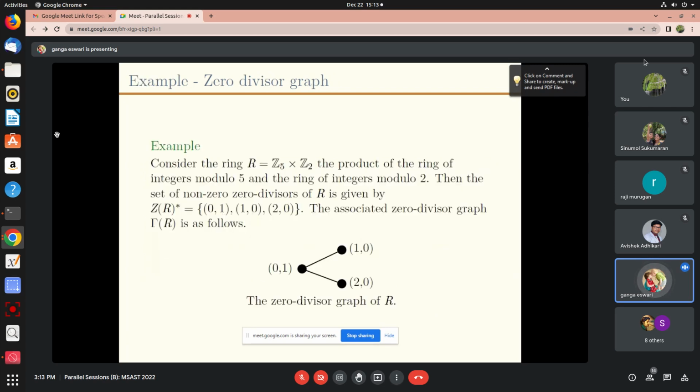Here is an example for a zero divisor graph. Consider the ring Z5 cross Z2. The set of all non-zero zero divisors of R is given by this set. The corresponding zero divisor graph is this one. We can notice that the product of these two elements is zero, so here we give the adjacency. Here also the product is 0, so here we give the adjacency.